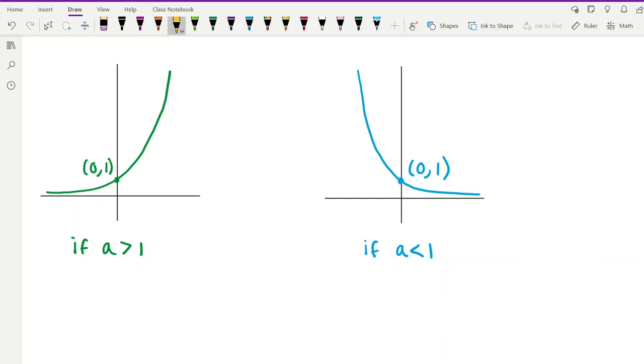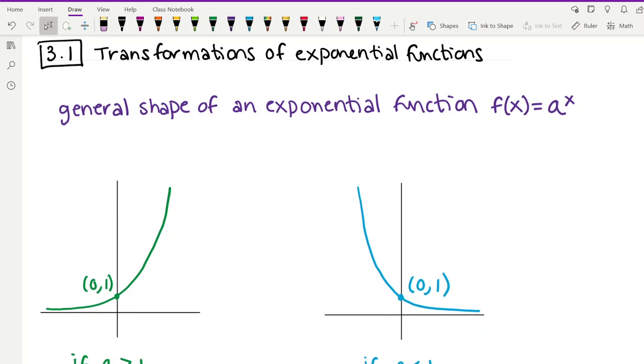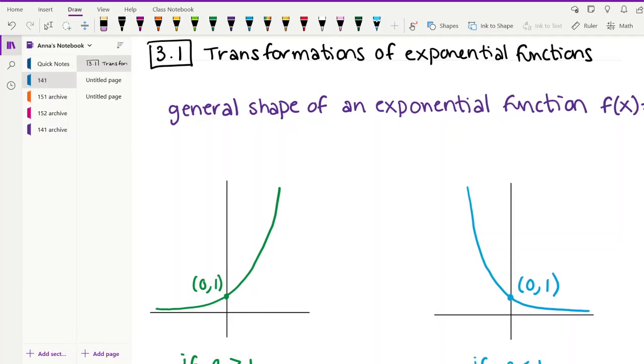The other thing I want to point out is that for any exponential function, the y-intercept is always (0, 1). That's because if you plug in 0 for x, any number raised to the 0 power is always equal to 1. So you're always going to get that y-intercept of 1. Okay, so let's get into some transformations.